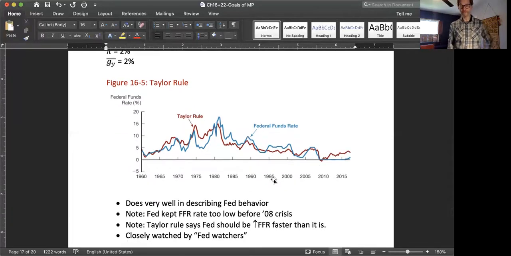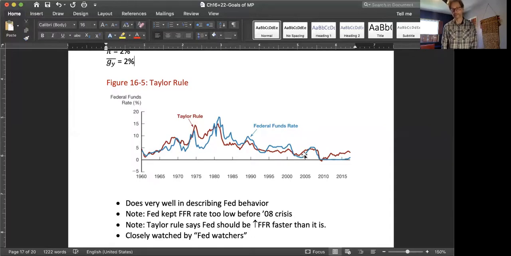However, there are a couple of interesting anomalies here that are worth thinking about. One is, notice here in the buildup before the 2008 crisis, how the Fed kept interest rates much lower than what the Taylor rule said. Many critics say that this was the Fed keeping interest rates too low and that they fueled the bubble.